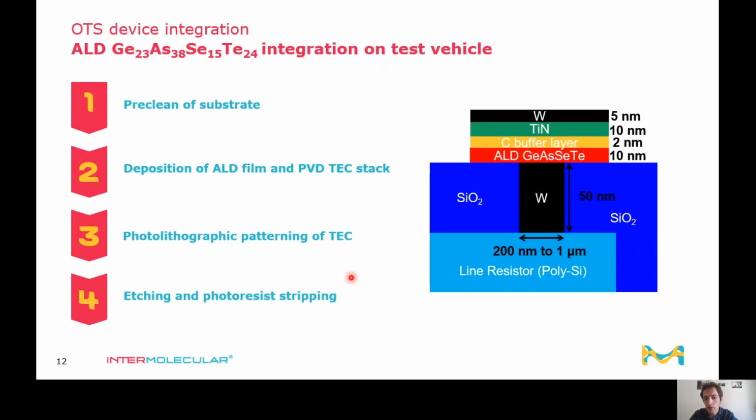for the device integration. And we can see that our test vehicle allows for different device size area. We can range from 200 nanometer to 1 micrometer plug size.